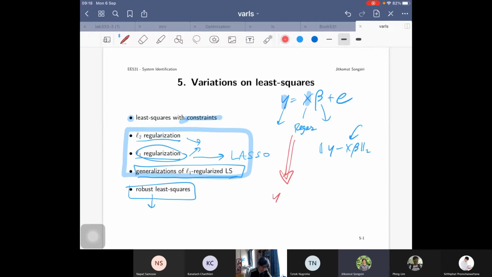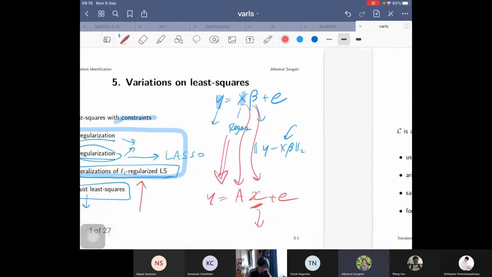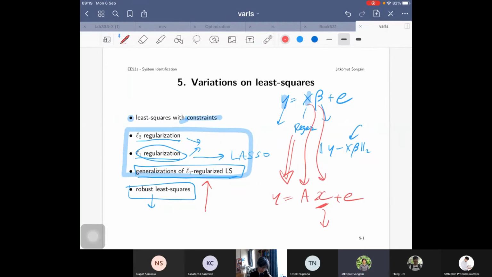So in order to do so, I would like to change the notation a little bit in this chapter. We will use x for the regression coefficient instead of beta, and we change the regressor matrix into a matrix A. Now the variable would be x, which is common when we see optimization that explains these formulations, and common to other sources of material like optimization textbooks.